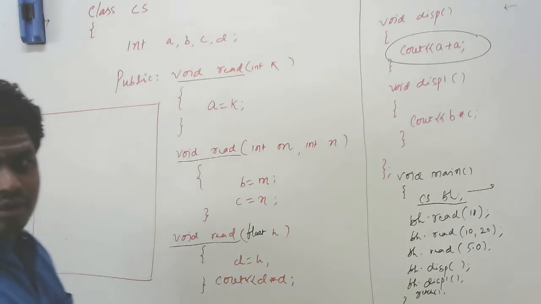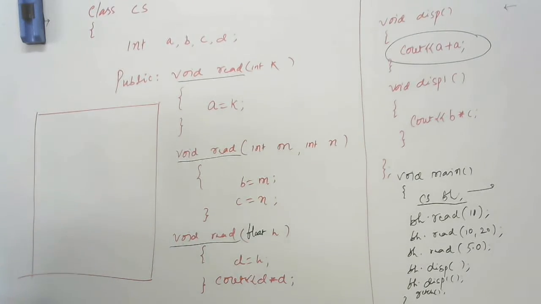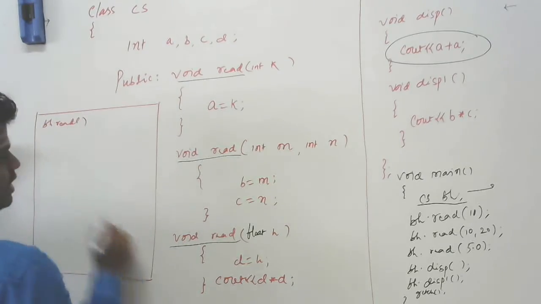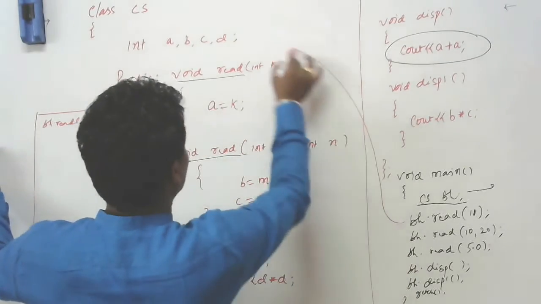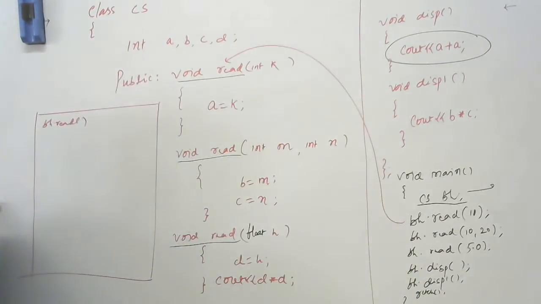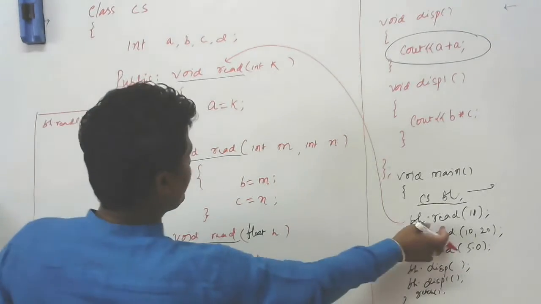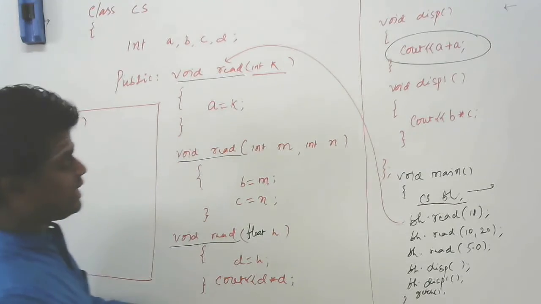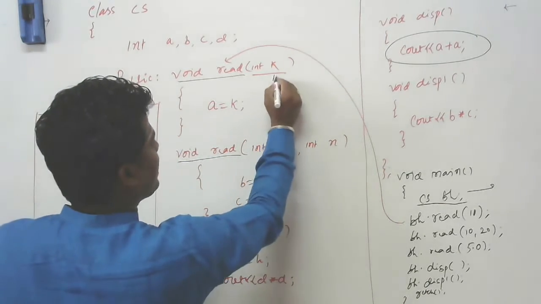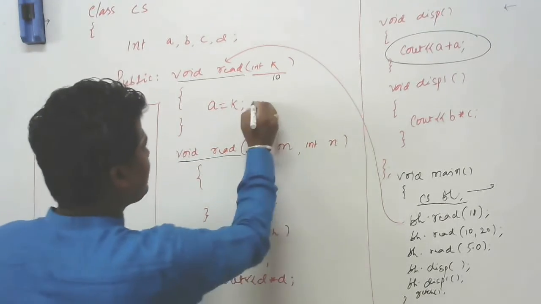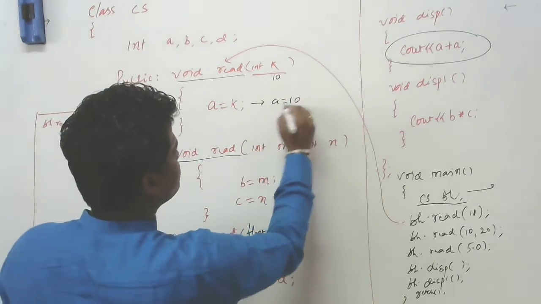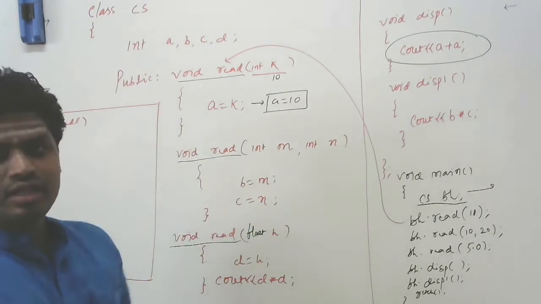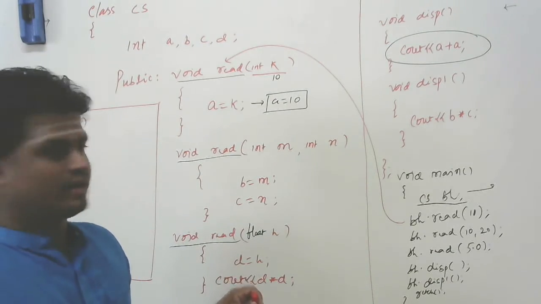Compiler will create the memory block for the class. The first bh.read, when you specified this one bh.read, the compiler will come to here. In that read, the compiler will pass the value of 10 to k, and that value will be initialized as a equals 10. There is no cout statement, so it will not print anything.